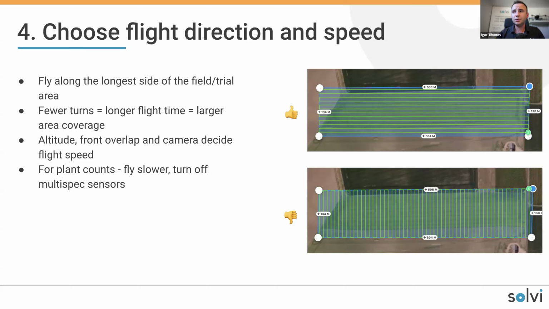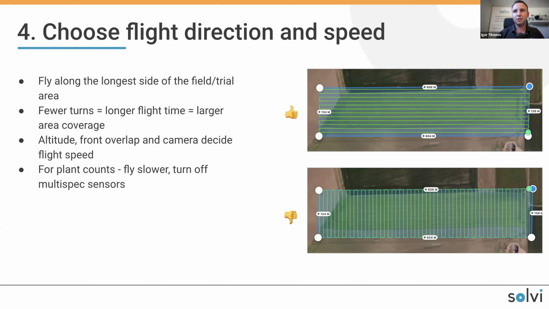But then you also want to consider the direction of the wind during the flight. You don't want to fly against the wind or with the wind, because that can result in inconsistent overlap between the images. So best is to fly so that the wind is perpendicular or blows from the side.